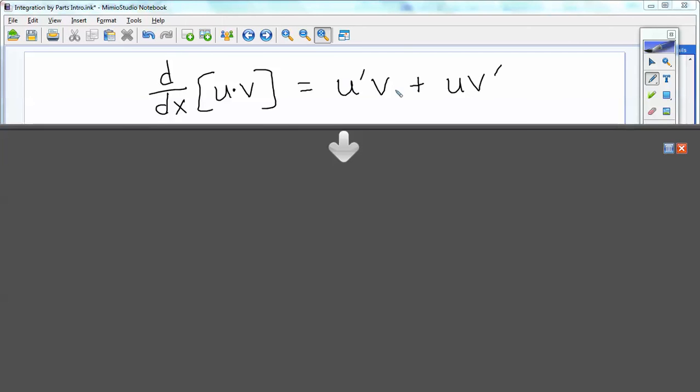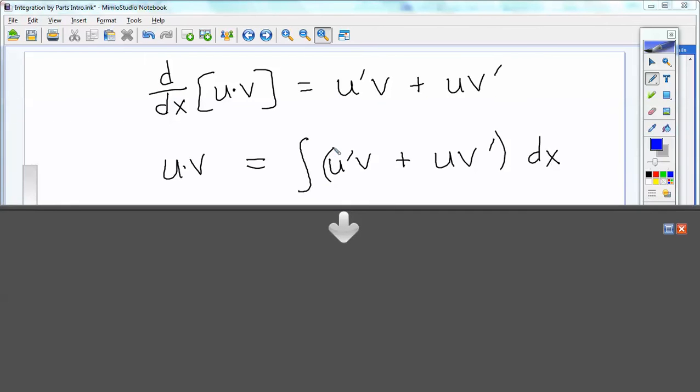So here's your basic product rule right here. So first I'm going to do the antiderivative of both sides. Now what would I get on the left if I do the antiderivative with respect to x? Won't I just get u times v? Because it'll be the antiderivative of the derivative. They'll cancel each other out. So I'll just get u times v. And on this side, I'll just write the integral with respect to x, which is what that means, to do the antiderivative, right? So I'm just going to do the antiderivative of both sides of this. So I get that right there. Okay? Hopefully that makes sense.